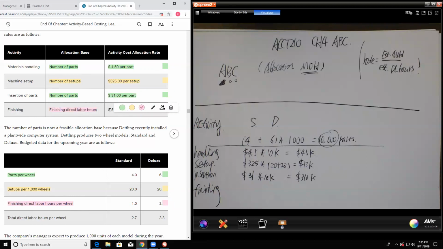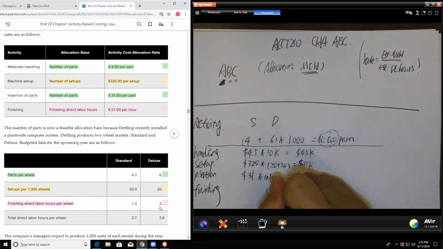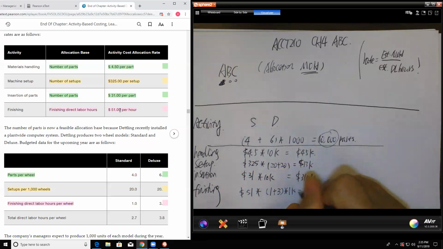We said the finishing direct labor hour is $51 per hour. For one wheel, we need 1 finishing direct labor hour for the basic and 3 hours for the advanced. So your total is 1 hour plus 3 hours, times 1,000 units, which means you need 4,000 finishing direct labor hours. Each hour is $51, so that gives you a total of 204,000 for your last activity of finishing.